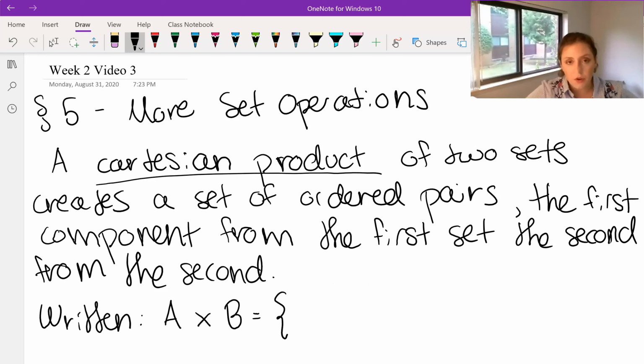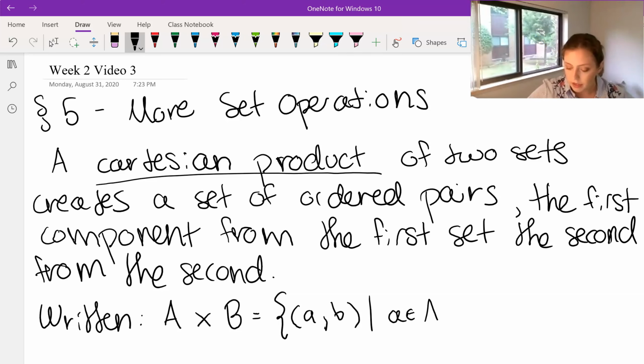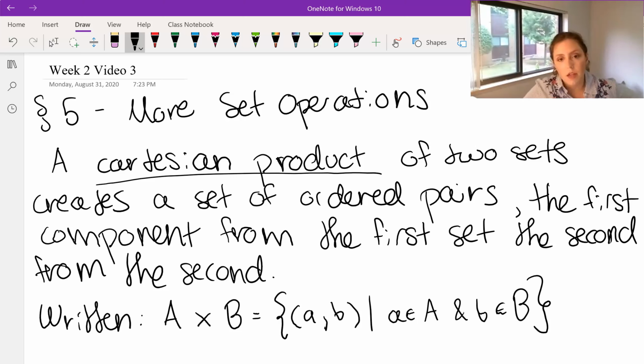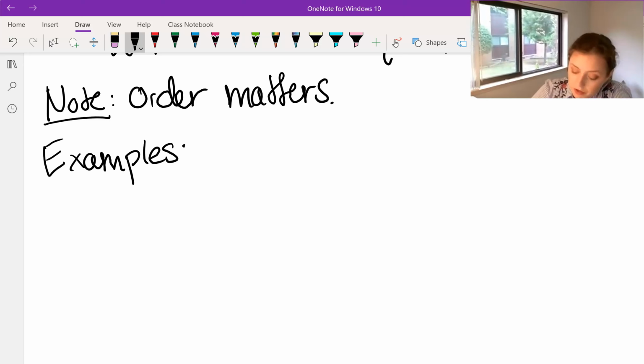All right, so A cross B, or the Cartesian product of A and B, is going to look like ordered pairs. So it just means pairs of elements where it matters what order they're in, such that a is in A and b is in B. Okay, order matters. So let's talk about some examples. And don't worry, it's only 2. I know I love giving like a gajillion examples.